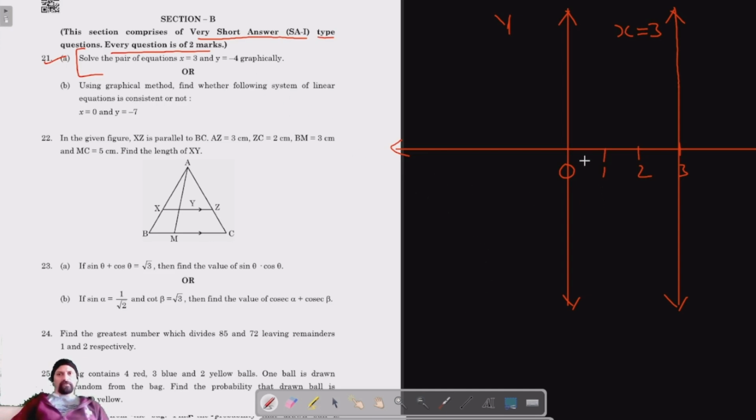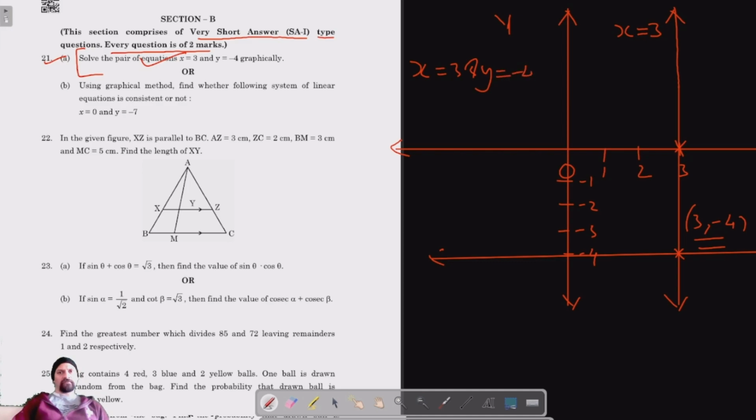And the next one is y is equal to negative 4. So negative 4, let's say it's negative 1, negative 2, negative 3, and negative 4. So this is the graph of y is equal to negative 4, which is parallel to x-axis. And now both these lines intersect at 3, minus 4. So the solution of this graph is x is equal to 3 and y is equal to negative 4.